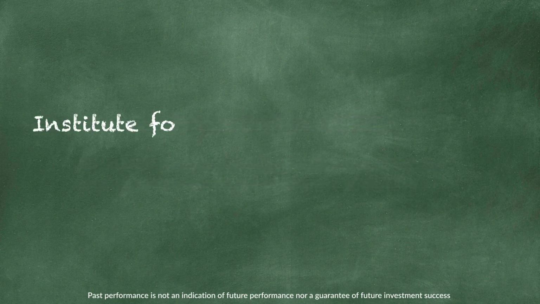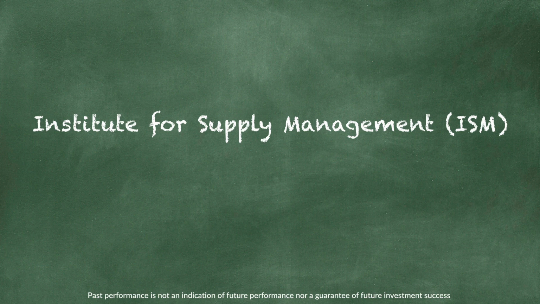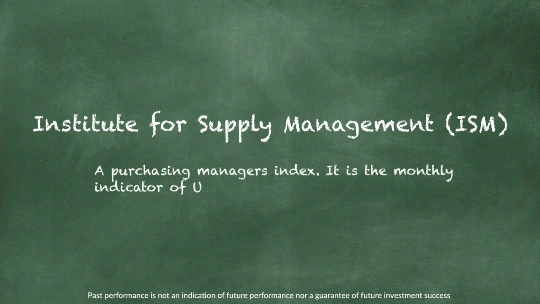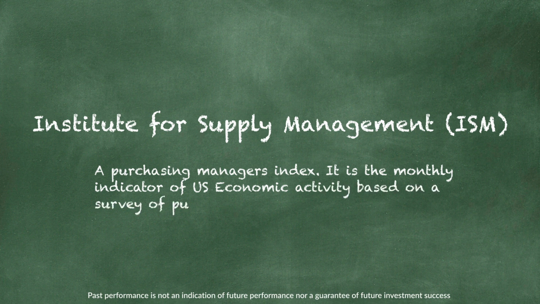There's also the ISM, which is the Institute for Supply Management. It's known as a Purchasing Managers Index. It is the monthly indicator of U.S. economic activity based on a survey of purchasing managers at more than 300 manufacturing firms. Indices are a great tool for data, and they're especially useful when it comes to viewing the stock market.